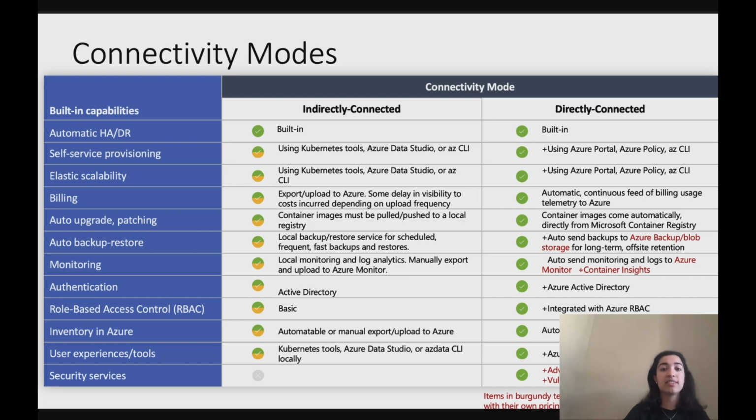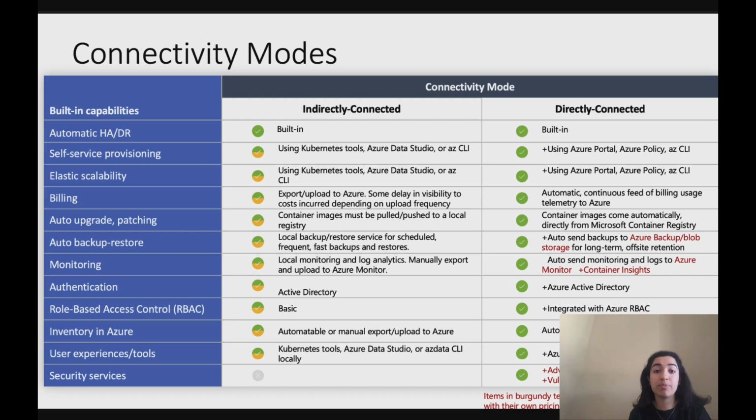What you'll see here in this slide is the different features which are offered with both modes. On the leftmost piece you can see the built-in capabilities like automatic HA, DR, elastic scalability, billing, monitoring, and authentication, to name a few, and you can see the rest here. But between both indirectly and directly connected mode, you're really getting those same built-in capabilities and those same features. The one main difference, as you can see at the bottom, is Azure Security Services. This one you have in the directly connected mode, but not in indirectly connected mode.